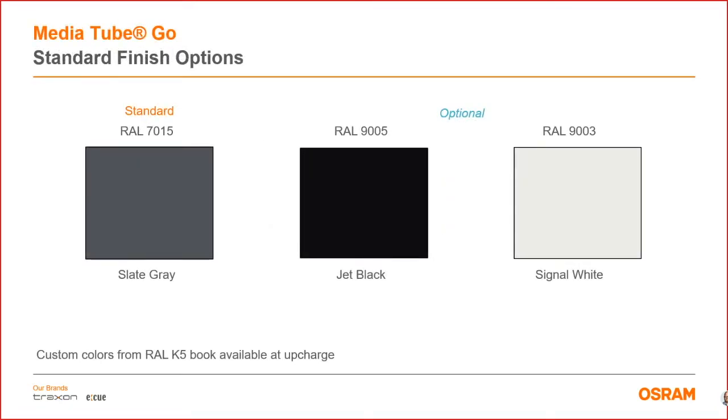Additionally, a first for the MediaTube family is other finish options for the units. MediaTube Go is available in gray, which we consider standard, but is also available in black or white with a single unit MOQ, or can be ordered with custom colors based on project needs to be able to match your building and facades.